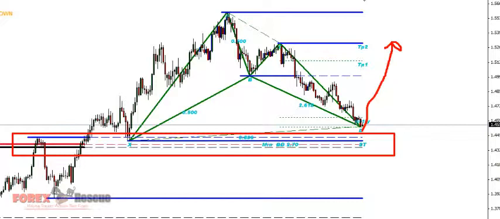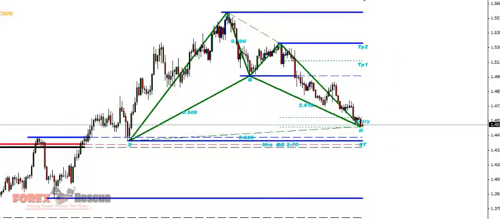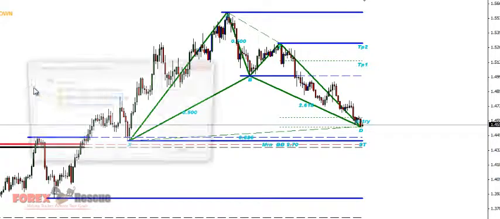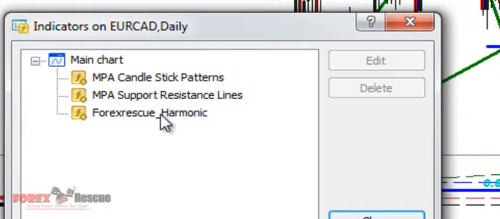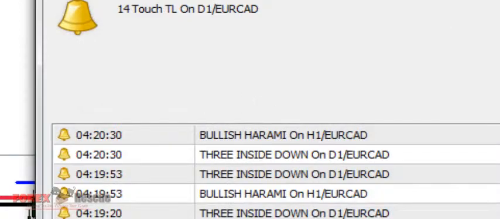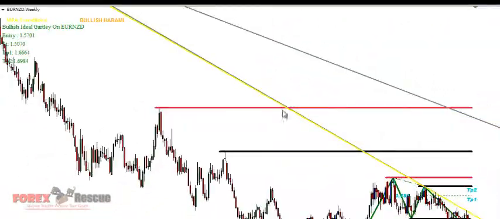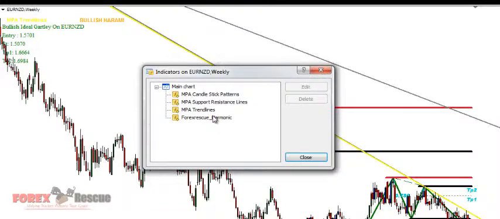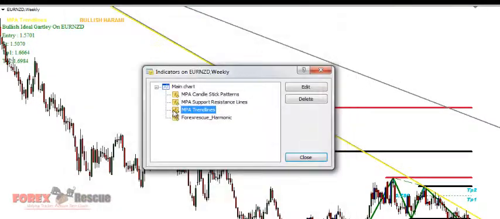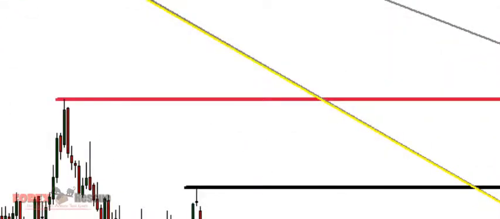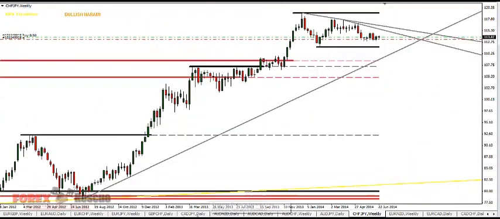Thank you for taking your time to watch my trade analysis. My trade analysis were done easily using the multi-price action indicator suite. I'm talking about these indicators, the multi-price action candlestick pattern, multi-price action support and resistance line, and the Forest Rescue harmonic indicator. I also take note that we also make use of the trend line, multi-price action trend line tool. Talking about the multi-price action trend line indicator. So these are the indicators we use in analyzing the market with ease.